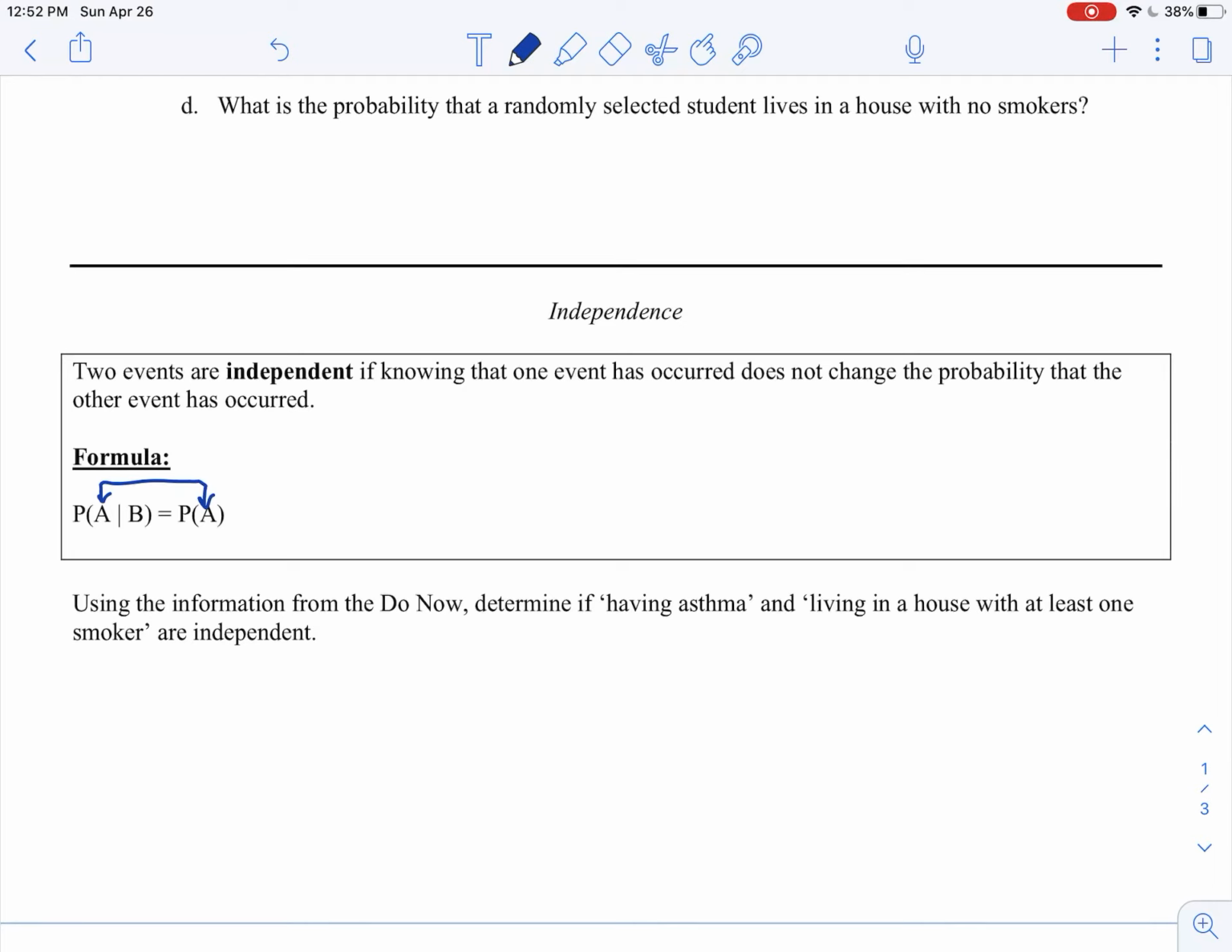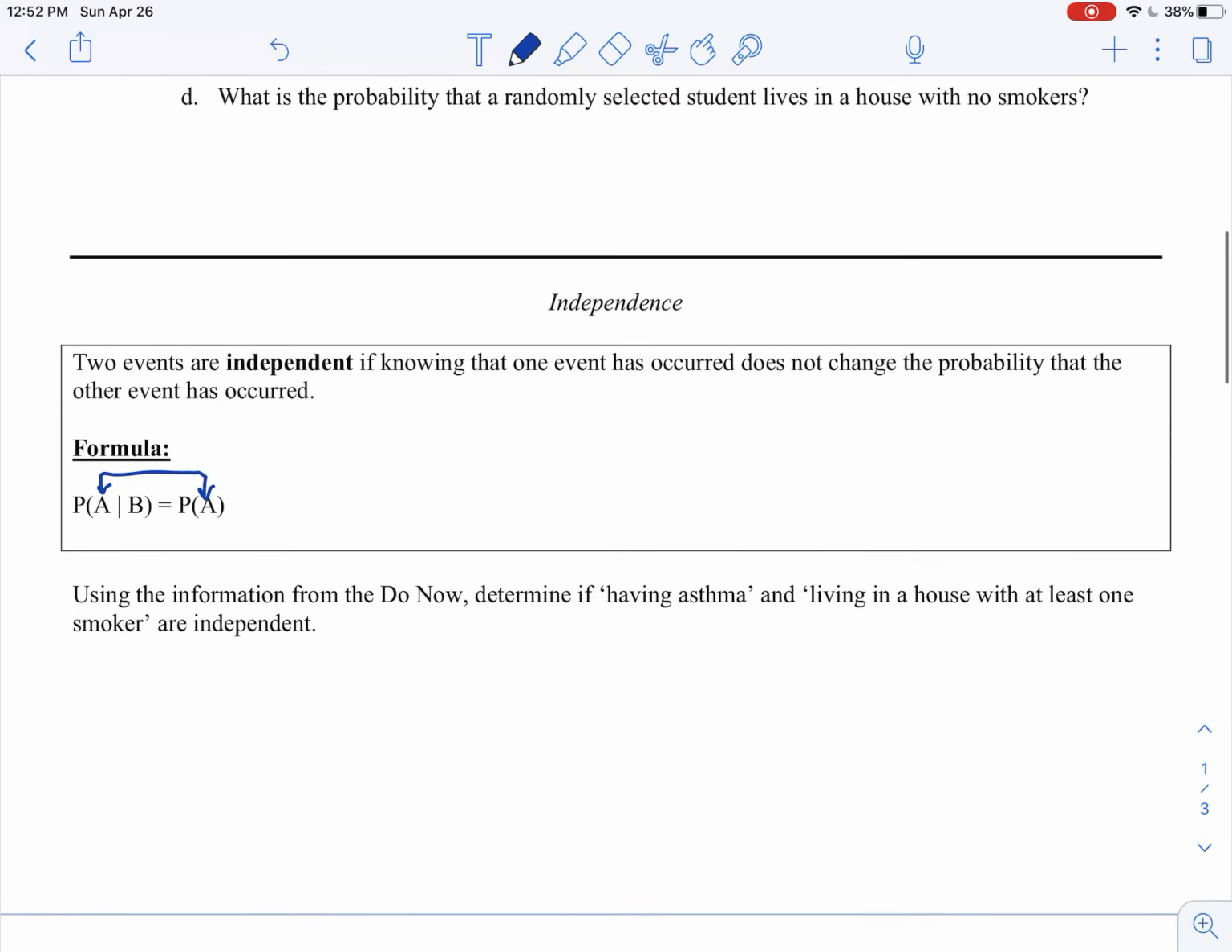Okay, so using the table above, it says determine if having asthma and living in a house with at least one smoker are independent. Okay, so let's call these A and S just to make it a little simpler in terms of letters. So what we're going to do here is check that the probability of having asthma given you live in a house with a smoker would be equal to just the probability of having asthma by itself. If these two probabilities come out to be the same, then it doesn't matter if you live in the house with a smoker or you just are anywhere. If they're the same, that means these events are independent. I think you're probably going to already know in advance that these are probably not going to be independent just based on the nature of them, but I'm going to show it to you in probability form.